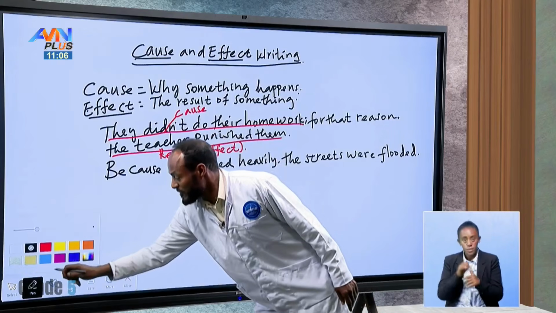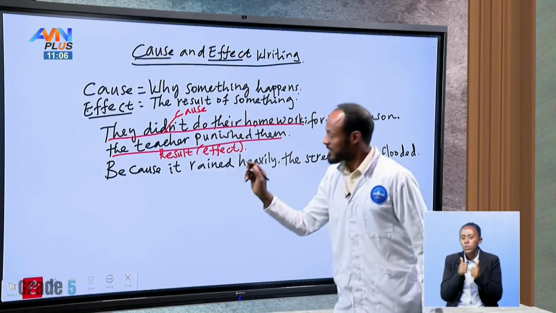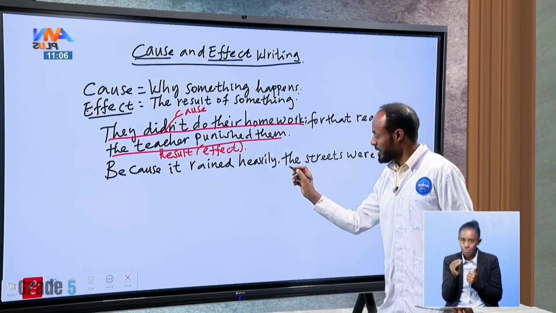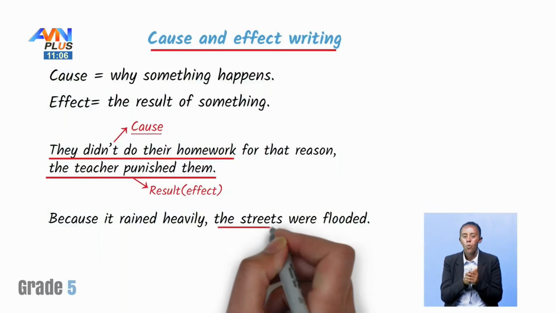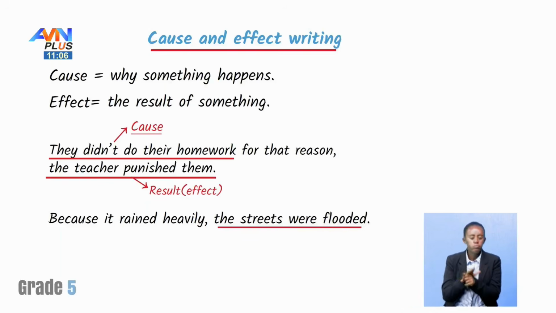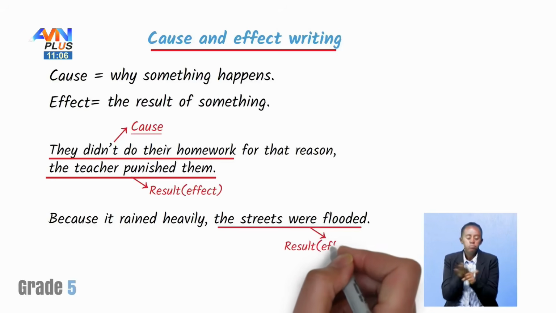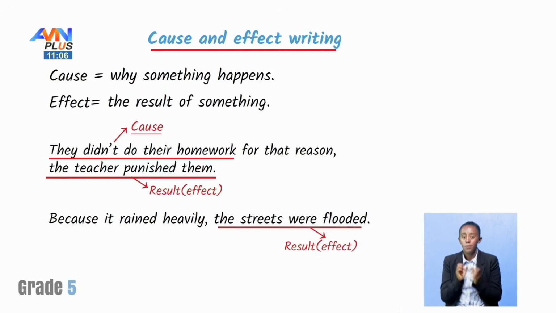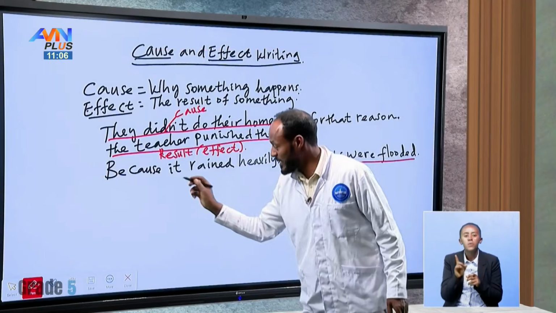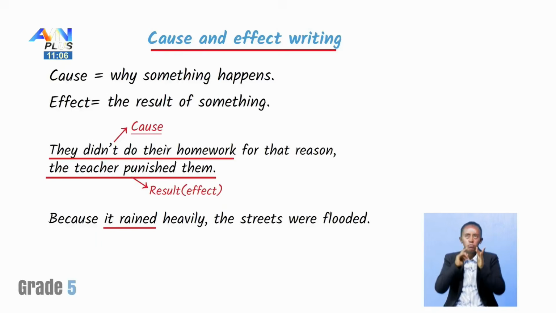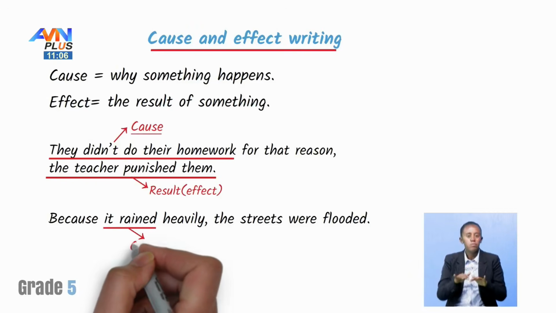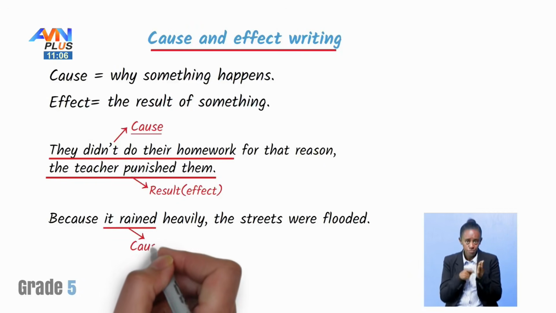So, to identify which one is the cause, what about the streets were flooded? Is it the cause or the result? This one is the result, okay? So what about the cause? The cause is what? It rained heavily. So this one is the cause. Is it clear? Good to see then.